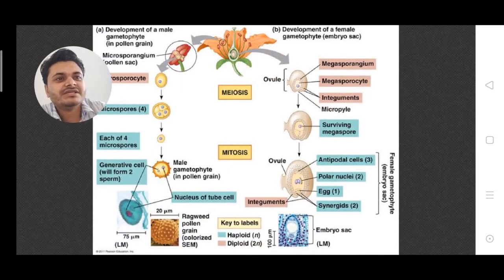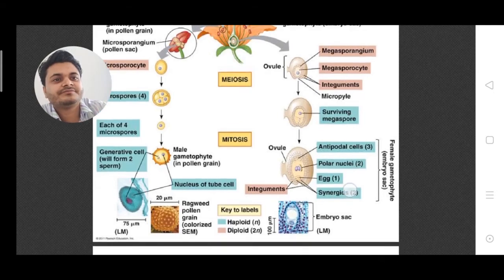The flower is there, then ovule, then formation, then antipodal cells and all, then embryo sac, clear? The generative cell, then microspore. That means the microspore is the male one and the megaspore is the female one, clear? And so megaspore formation is called megasporogenesis, and microspore formation is microsporogenesis.